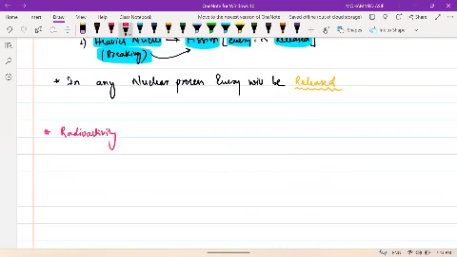Radioactivity. What do you mean by radioactivity, beta? It is a nuclear phenomenon in which an unstable nucleus undergoes a decay to attain stability. That is called radioactivity.